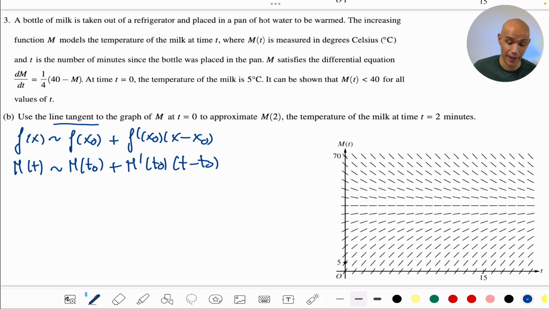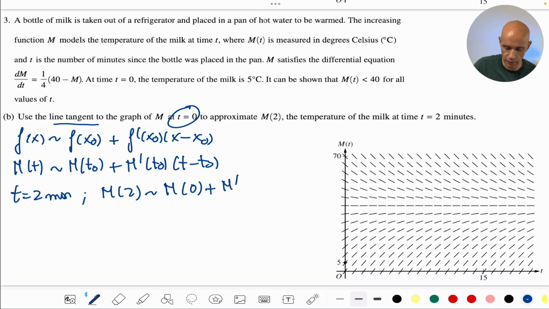Now, let's identify each of these things. M of t, we don't have it. That's what we want to find out. But we have that t is going to be 2 minutes. Okay, so we want to find m of 2, basically. So it's going to be approximately m of 0 because they tell us to consider t equal to 0, right? Plus the derivative at 0 multiplied by 2 minus 0. So basically, we have to substitute what we know. This approximate, so let's make sure approximate. M of 0, well, we have it that m of 0 is the initial, is 5 degrees.